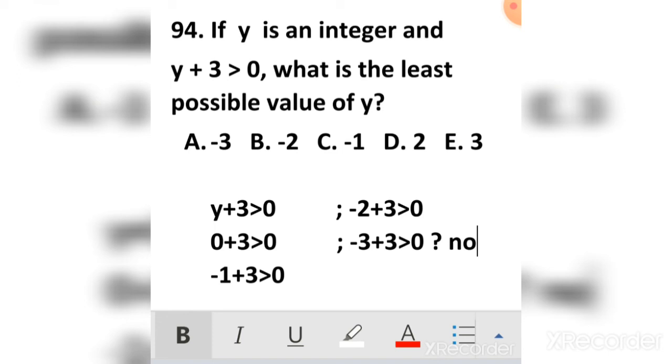Then the answer is negative 2. It's the least possible value of y that satisfies the expression y plus 3 is greater than 0. So the answer is letter B, negative 2.